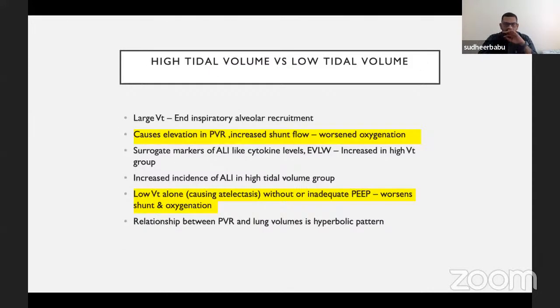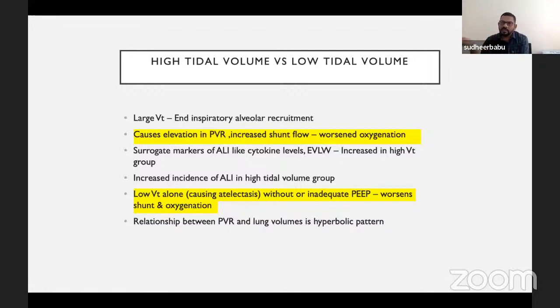And coming to the tidal volume, what is the disadvantage of putting a large tidal volume? Volume trauma. Along with that, it causes an increase in the PVR, and because of the increase in PVR it shunts the flow towards the non-dependent, non-ventilated lung. So it increases the shunt flow and further worsens the oxygenation.